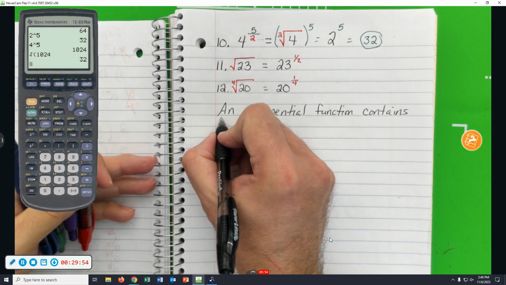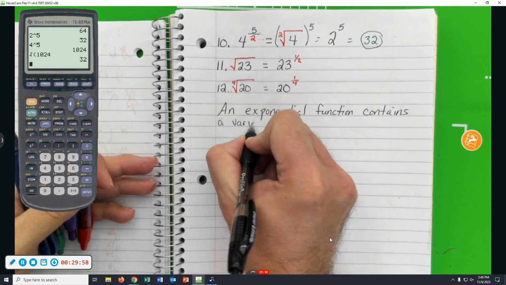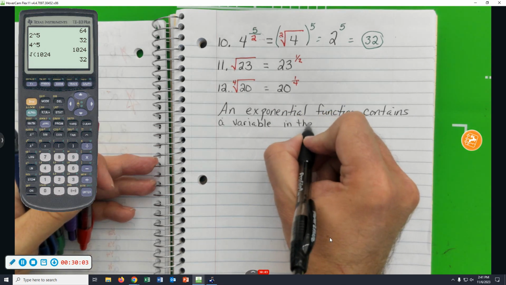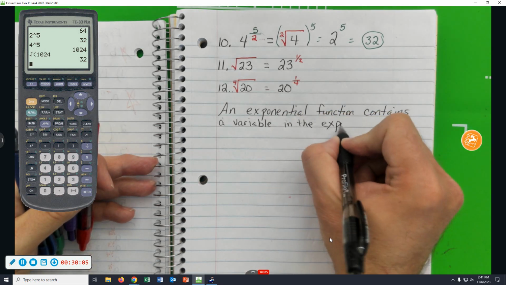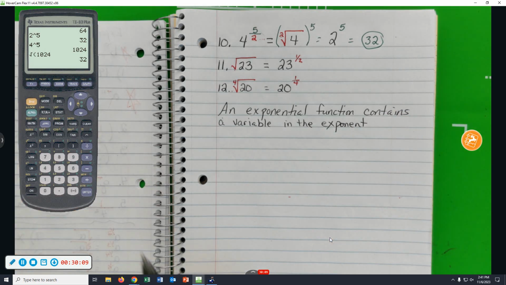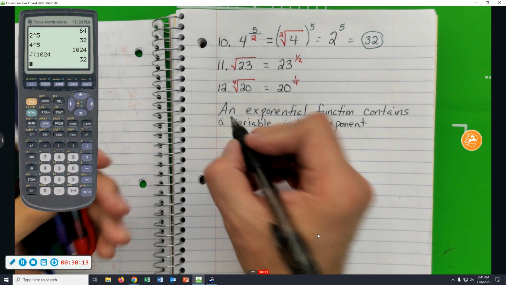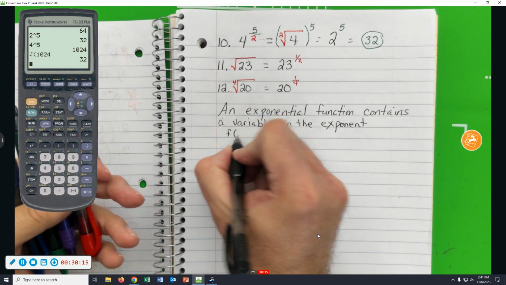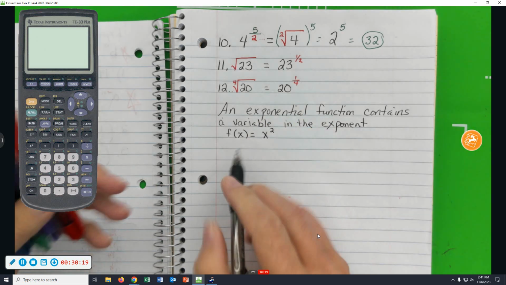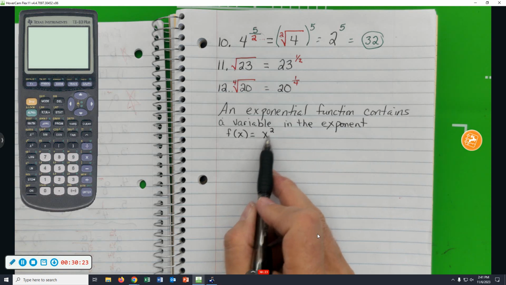Okay, an exponential function contains a variable in the exponent. So far we've been seeing x squared, x cubed. The variable is always the base, but that's all changing now. So compare x squared versus 2 to the x. We've seen functions so far that have x squared in them.